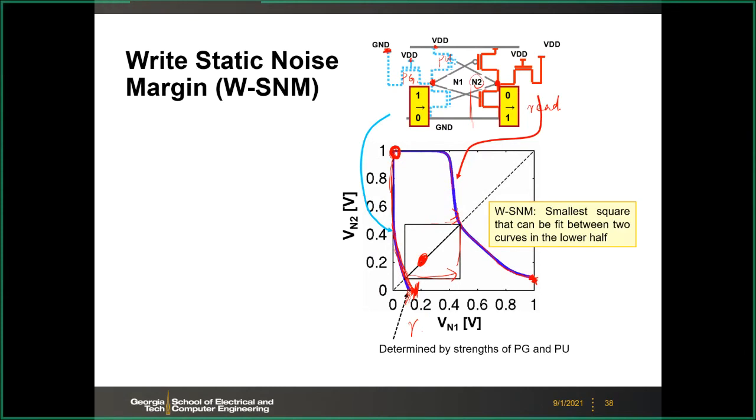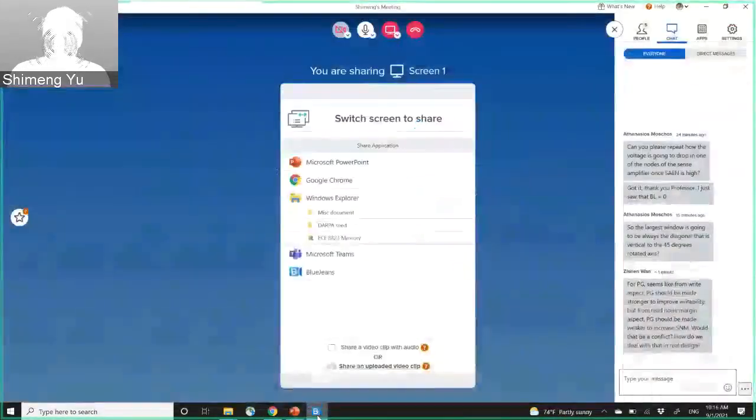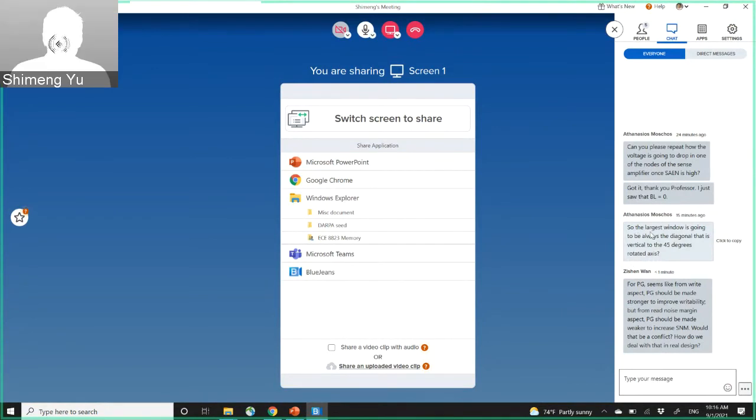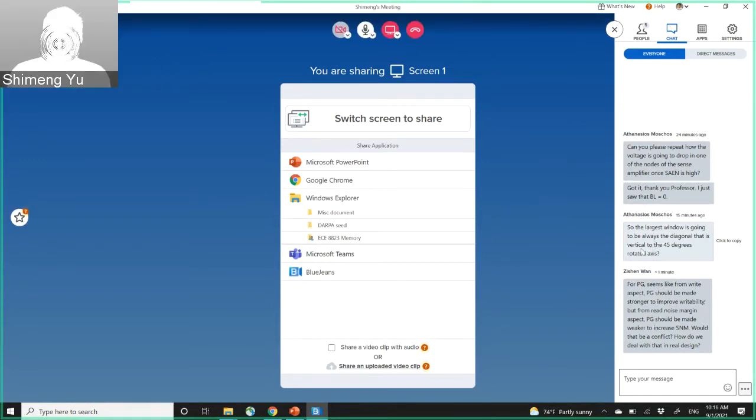So any questions? One question here, the largest window is going to be always the diagonal that is vertical to the 45-degree rotated axis. Will be diagonal 45 degree, yes. And then when you rotate that, you look at what is the largest distance in the rotated axis. That's right.